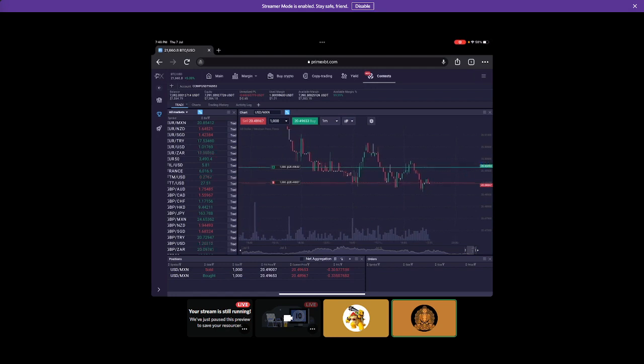And due to the fact that there's a spread, there's less trading volume at this time. So therefore, the spread is not as tight as it usually is.